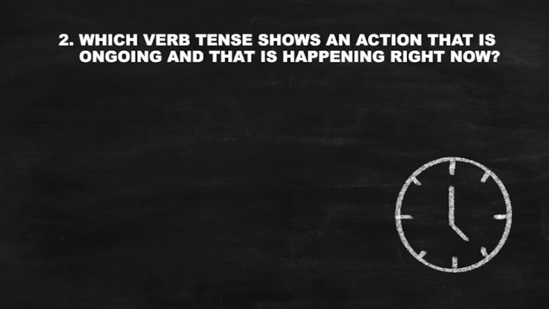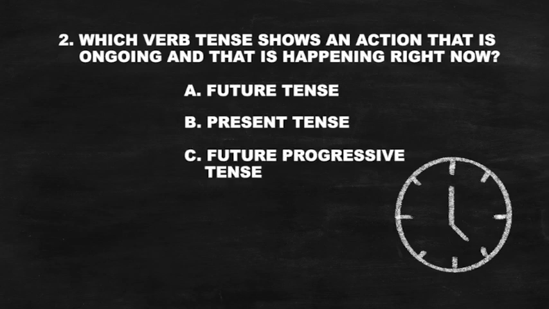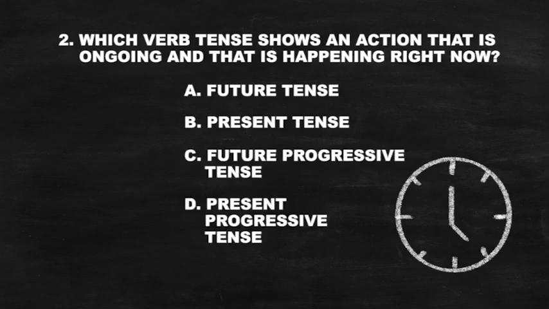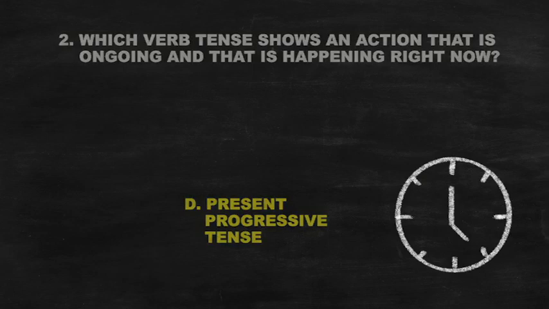Question 2. Which verb tense shows an action that is ongoing and that is happening right now? A. Future tense. B. Present tense. C. Future progressive tense. D. Present progressive tense. The correct answer is D. The present progressive tense shows an action that is ongoing and that is happening right now.